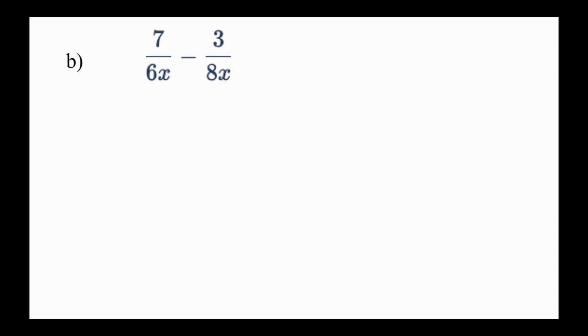Letter B. So 3B. They're not the same, but they're close. One's a 6 and one's an 8, but they both have an x. So they're close. If they're not close, we have to start with step 1: factor them all.